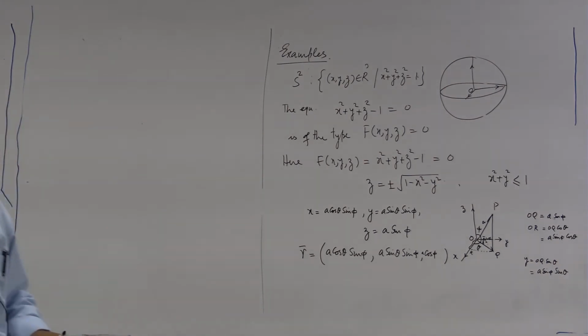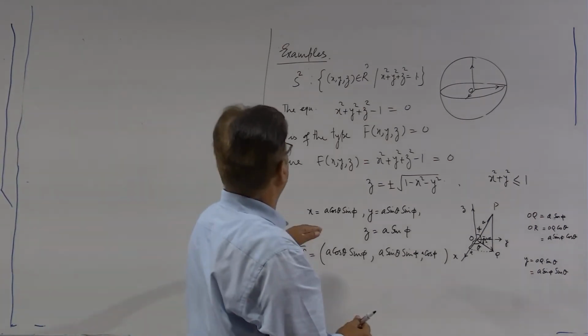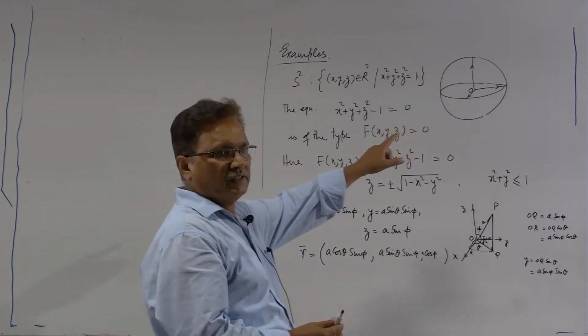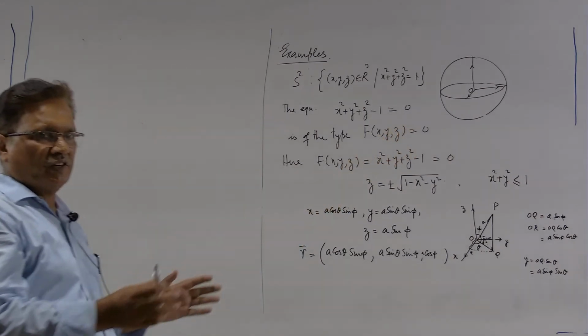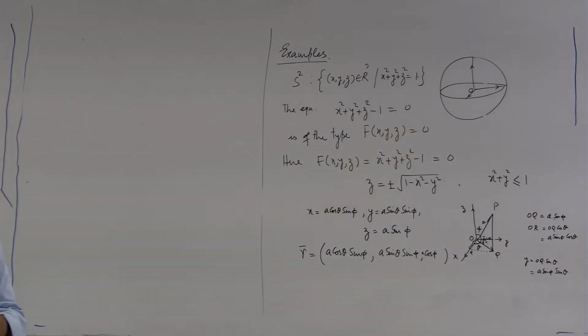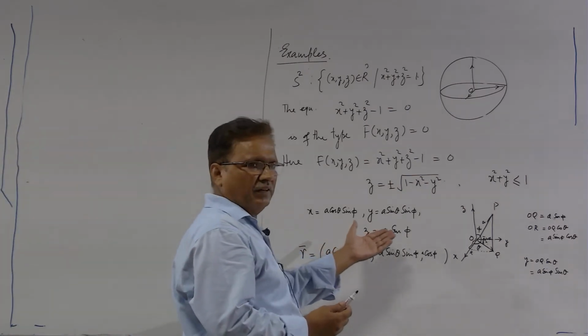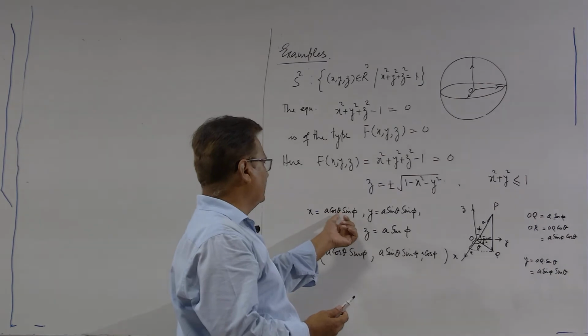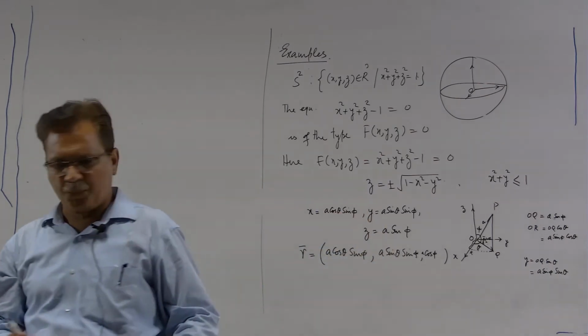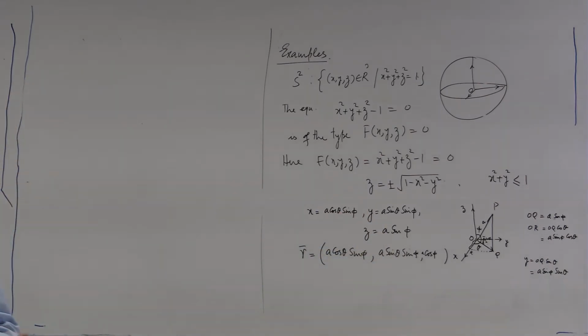Here we are finding the parametric equation of a sphere. A sphere is a surface. So, the question was what is the parametric equation. So, this is the parametric equation. The two parameters are theta and phi. Parametric curves also we can find out.